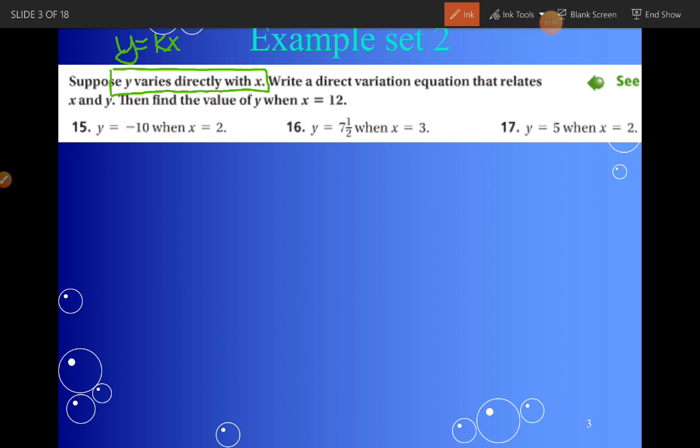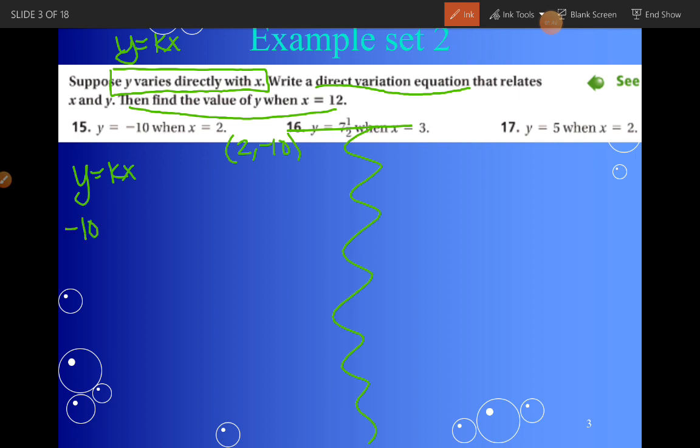So there's two parts to this. The first part is we're going to write the direct variation equation, and then we're going to find the value of y when x is 12. So we're going to split this screen off here. I have number 15. I have y is equal to -10 when x is equal to 2. These are kind of like coordinate points. X is 2, y is -10. And what we're going to do is plug in what we know and solve for that k. So I know y is equal to -10. I'm trying to find k, and I know x is equal to 2.